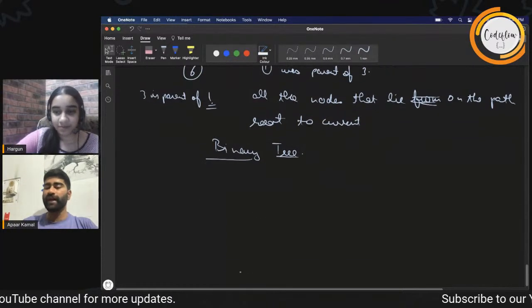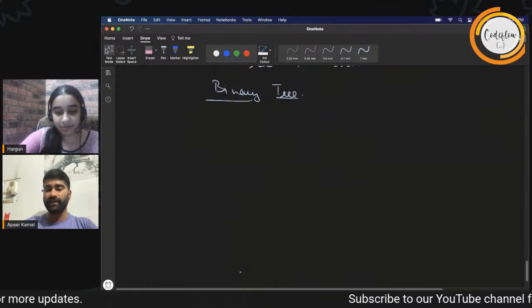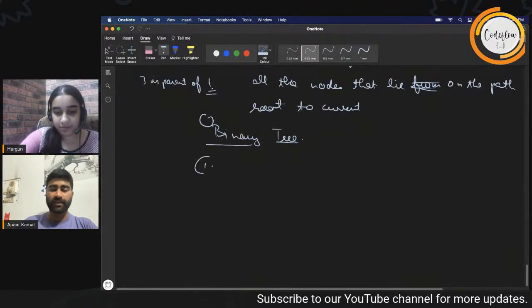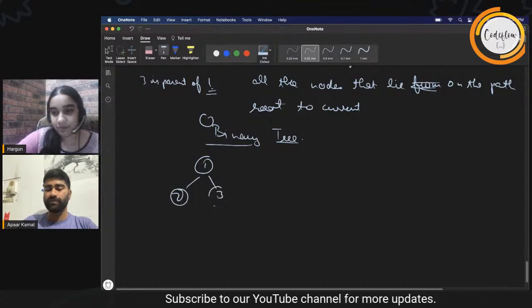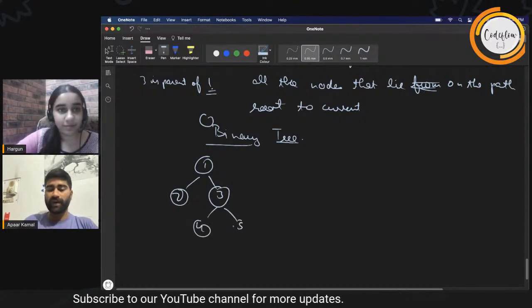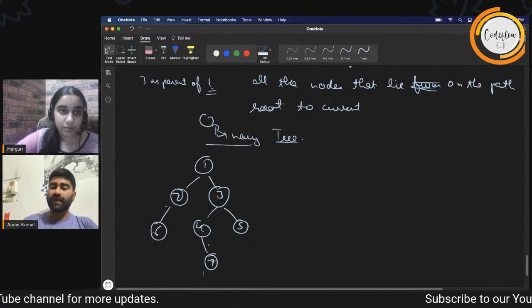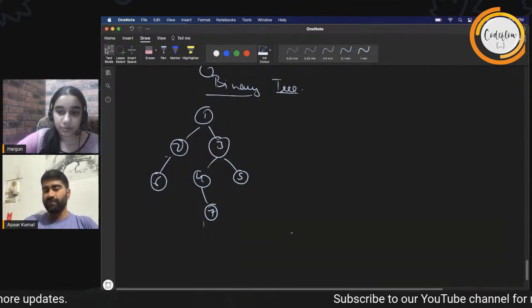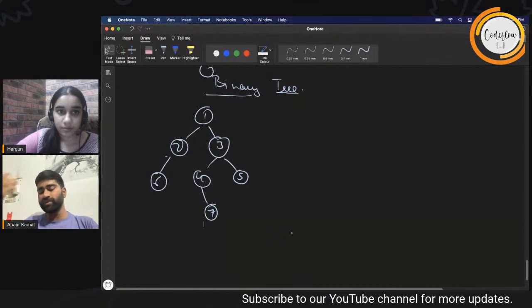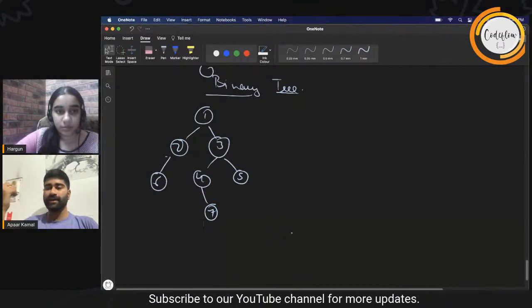So every node will have at most 2 children, right? So let me make some figures. Let's say 1, 2, 3, 4, 5, 6, 7. So guys, this is a binary tree, right? Every node has at most 2 children. No node has 3 children, right?